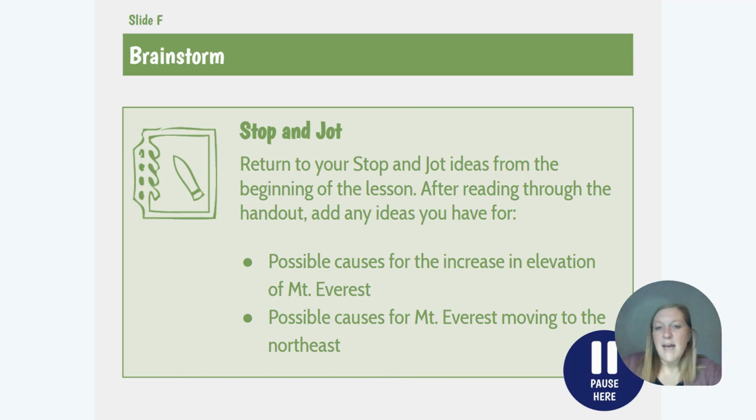So let's go back to our initial stop and jot from the beginning of this lesson. So now that we've read through the handout about what's happening on Mount Everest, we need to brainstorm some ideas for two questions instead of just one. So let's think about these questions. What are the possible causes for the increase in elevation of Mount Everest? And so that means like moving upward.